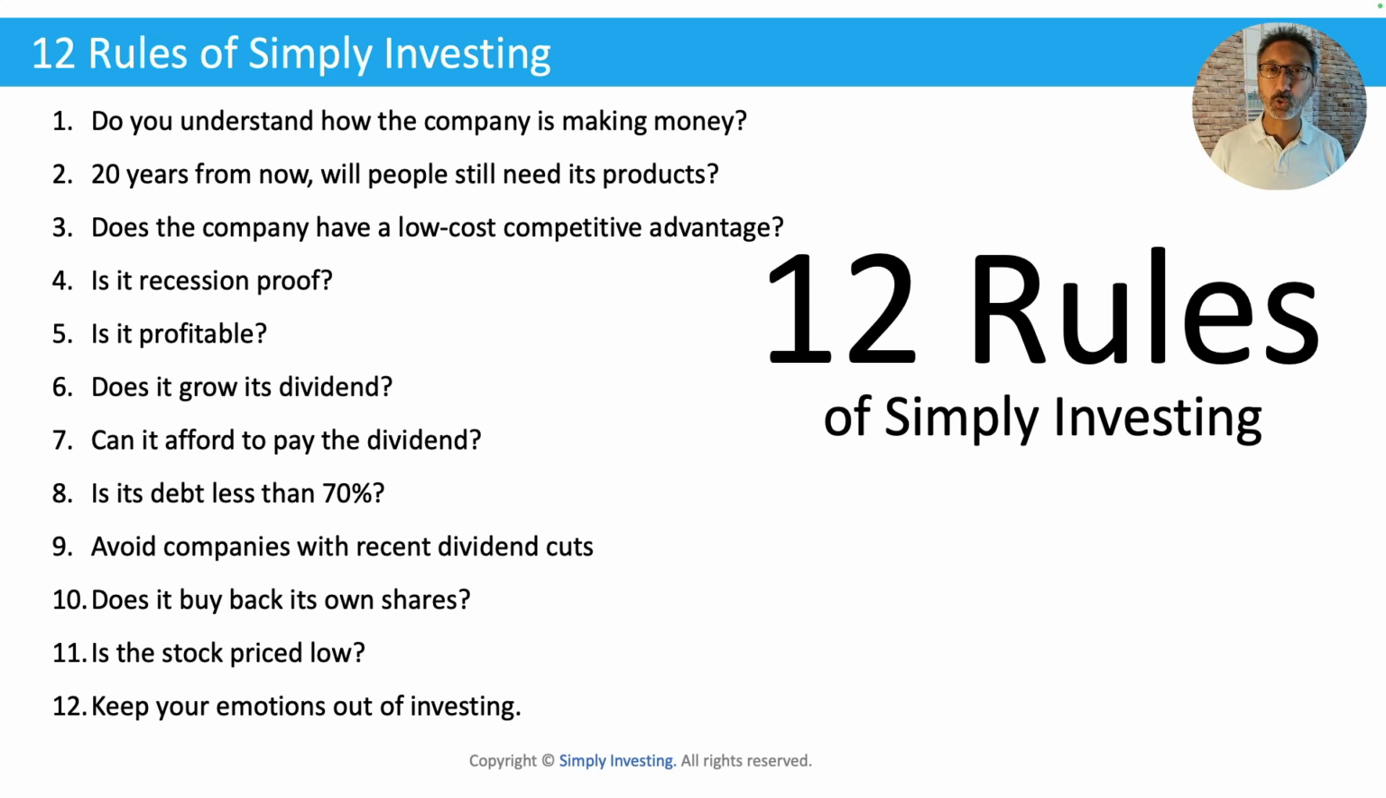And we have a number of rules that take a look at the dividend. And also we talked about buying a stock when it's priced low. Well, rule number 11 takes care of that. So let's quickly go through the rules here. Remember, this is your checklist. The company has to pass all the rules. If it fails even one rule, skip it. Move on to something else.